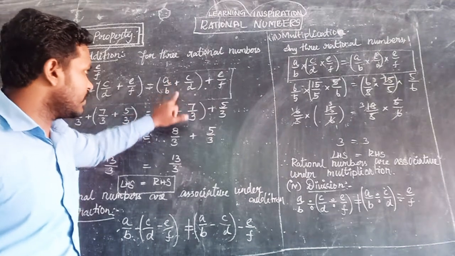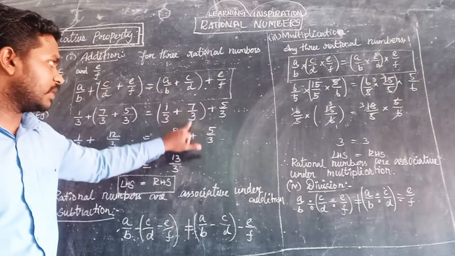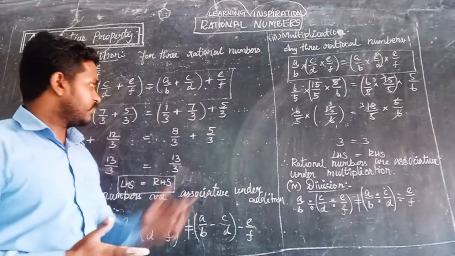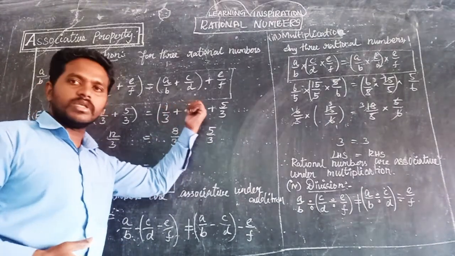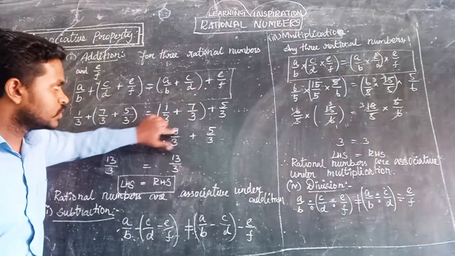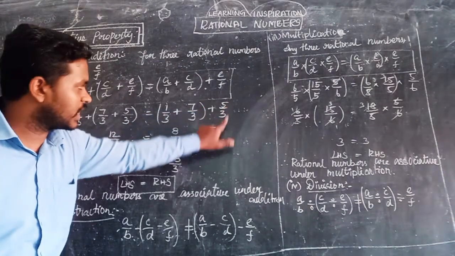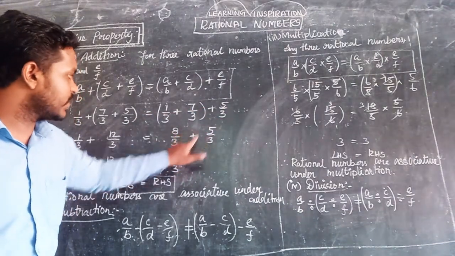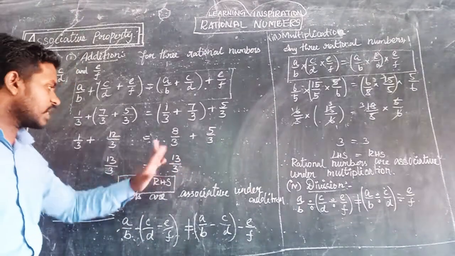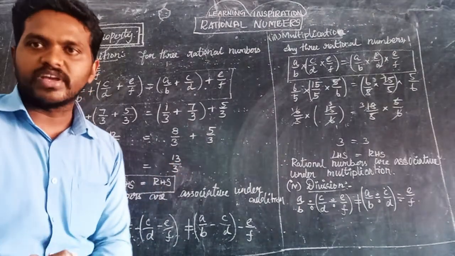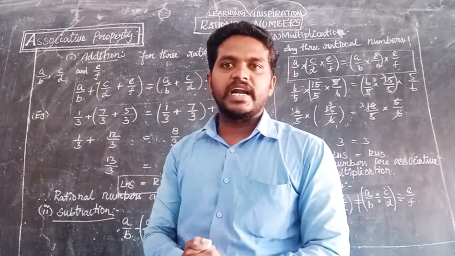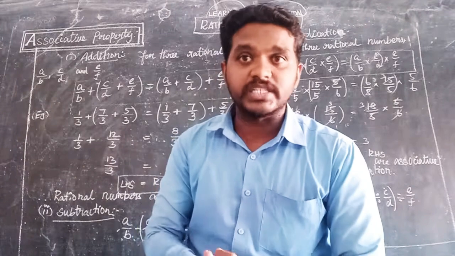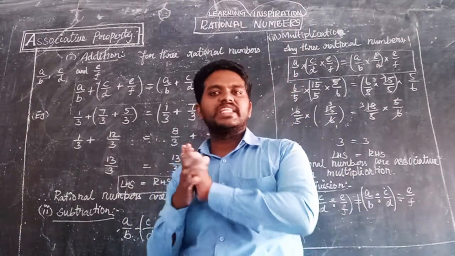Right side is 1 by 3 plus of 7 by 3 of plus of 5. Denominators equal, we can add the numerators. 1 plus 7 is equal to 8 by 3. So 8 and one more 5 also is there. Denominators are same. 8 plus 5 is equal to 13. So LHS and RHS are equal. So here we are proving we can add three numbers in any order. Answer does not change. In addition we can add three numbers in any order.